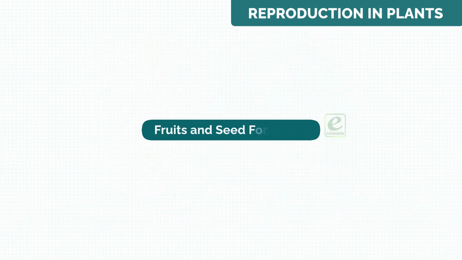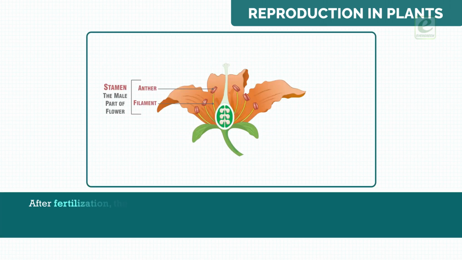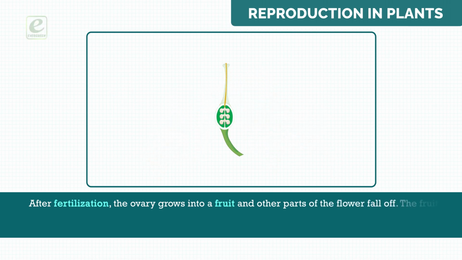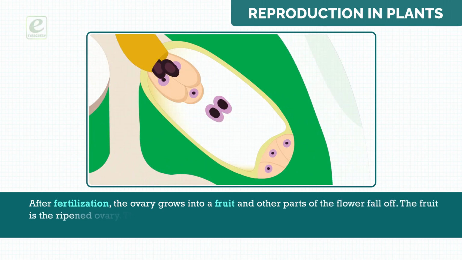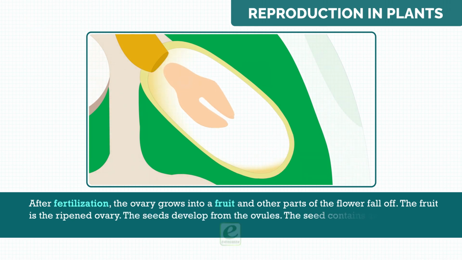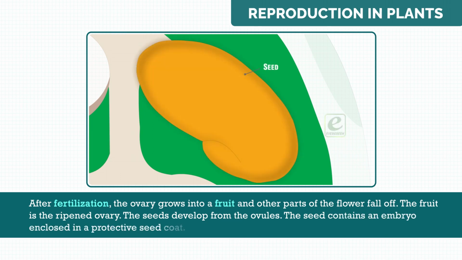Fruit and seed formation. After fertilization, the ovary grows into a fruit and other parts of the flower fall off. The fruit is the ripened ovary. The seeds develop from the ovules. The seed contains an embryo enclosed in a protective seed coat.